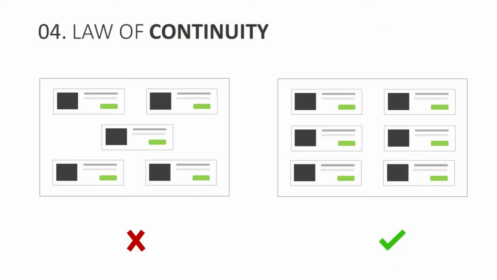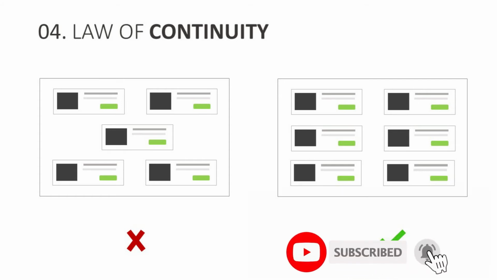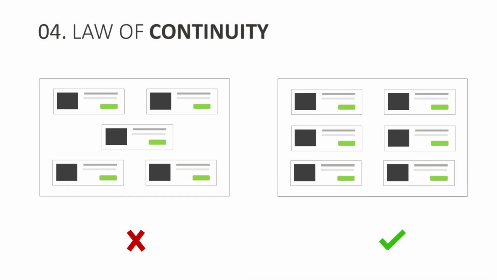And the fourth one, law of continuity. Continuity is that our human brains tend to see objects as continuous or smooth rather than disjointed or discontinuous, you can say. Let's see a very simple example in this case.